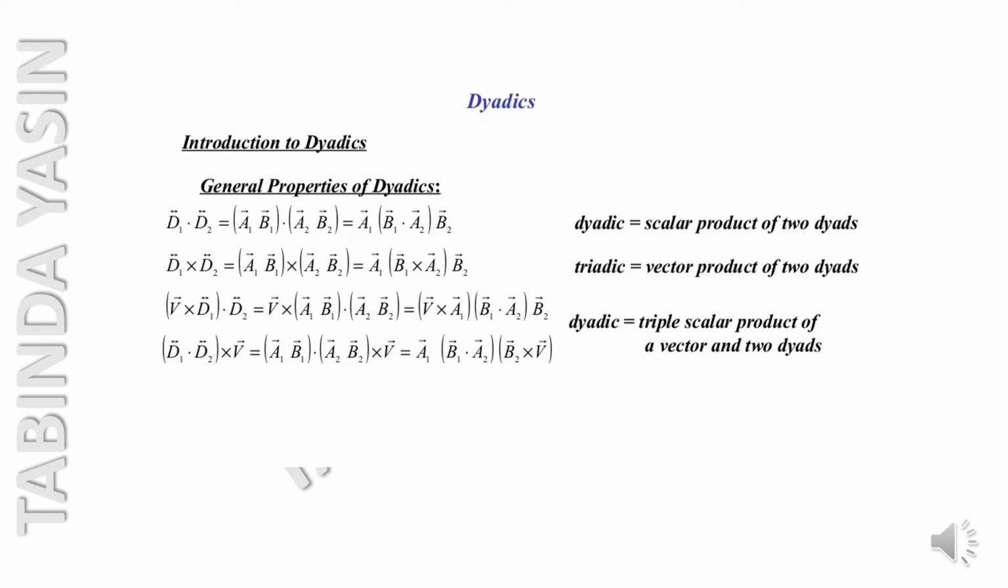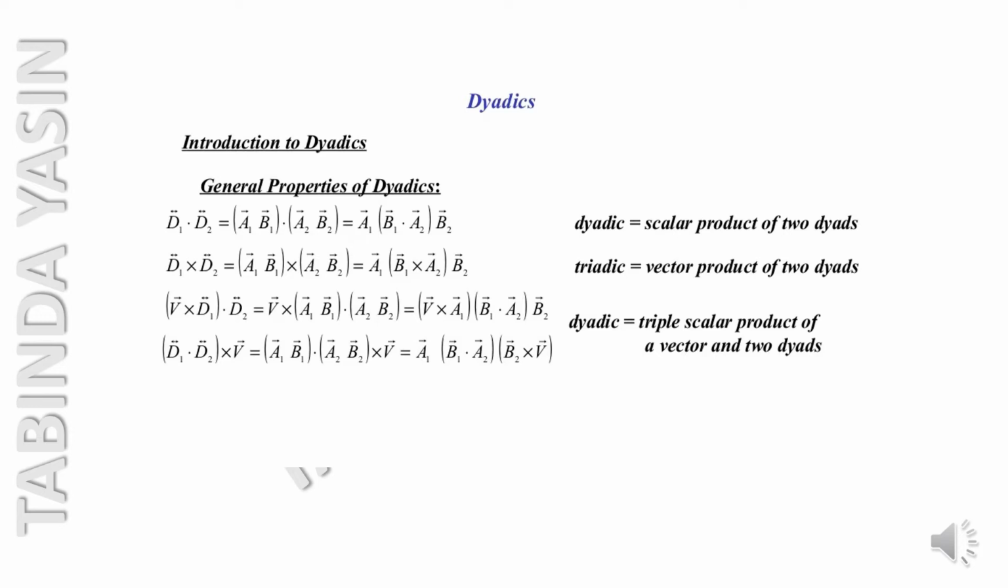Then we have v vector cross dyad d1 dot d2 dyad, that is equal to v vector cross a1 b1 dot a2 b2. Substituting the values, we get v cross a1 into bracket b1 dot a2 into b2, and that is the dyadic triple scalar product of a vector and two dyads.